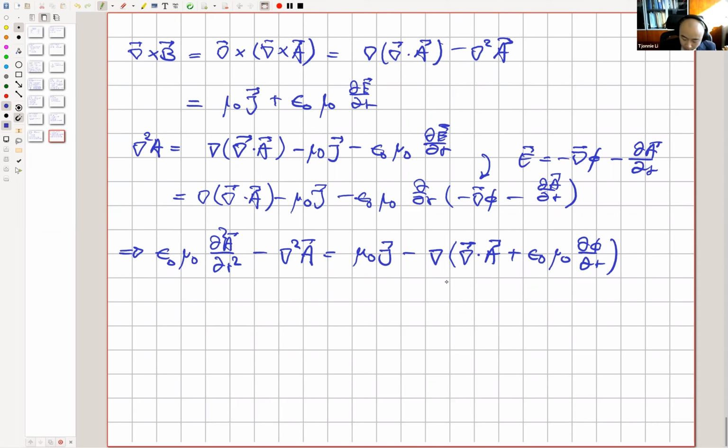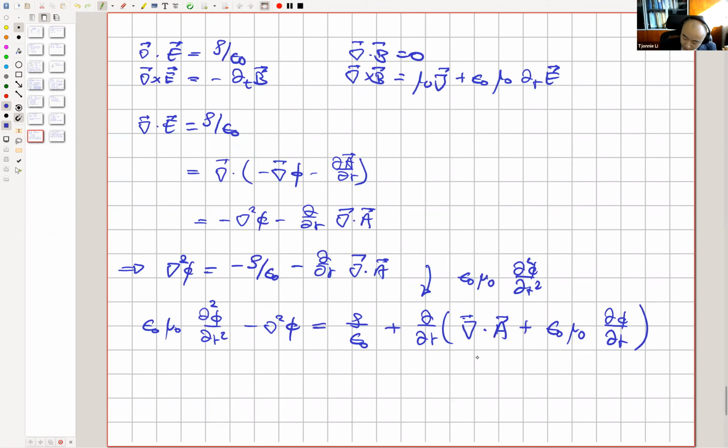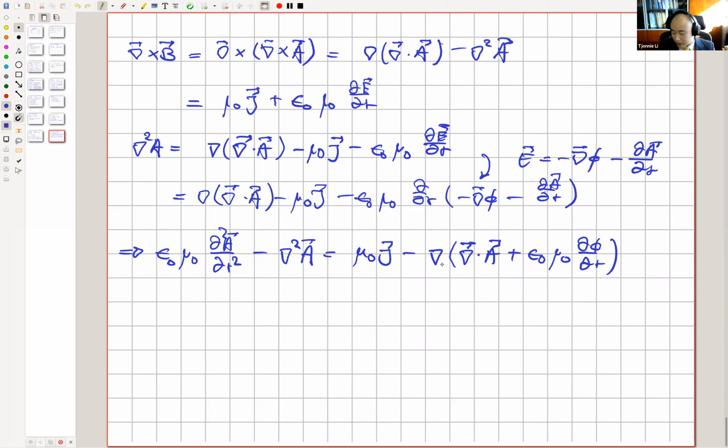But there's a problem. We've got this term over here, which is the time derivative of the divergence of A plus mu naught epsilon naught partial phi partial t. And here we've got the gradient of the divergence of A plus epsilon naught mu naught partial phi partial t. So if you look at both sides, we don't really have a wave equation. We've got terms that depend on A. We've got terms that depend on phi.